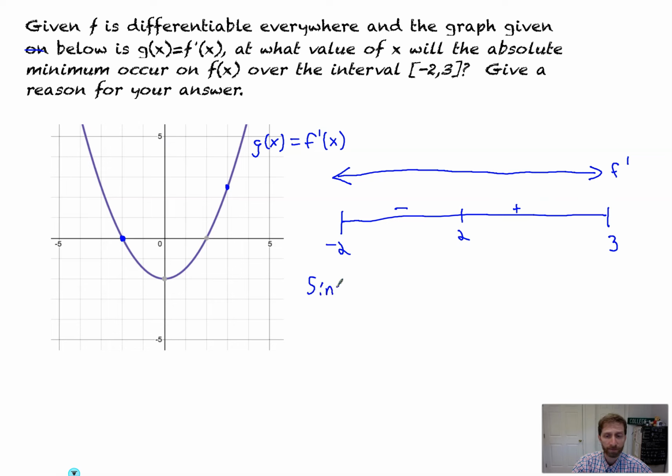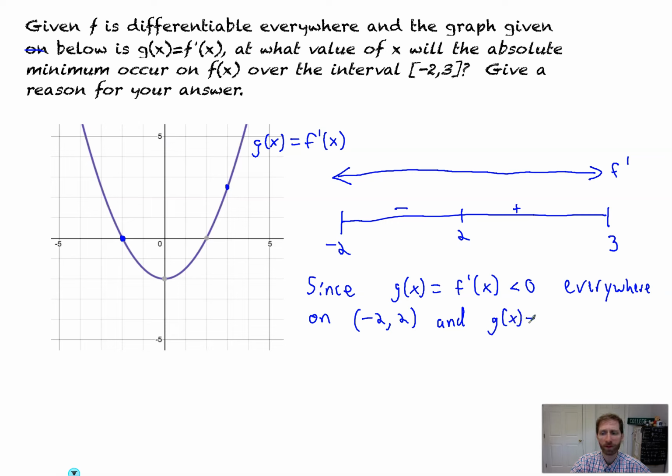So I'll say since f prime, or since g of x, why not, which is equal to f prime of x, is less than 0 everywhere on -2 to 2, and g of x, being very formal here, which equals f prime of x, is greater than 0 everywhere on 2 to 3, the absolute minimum occurs at x equals 2. And that word "everywhere" is necessary.